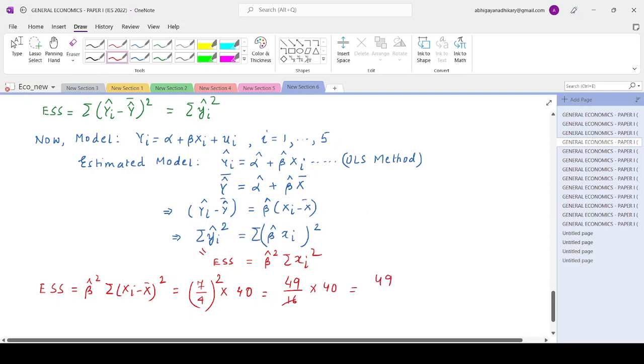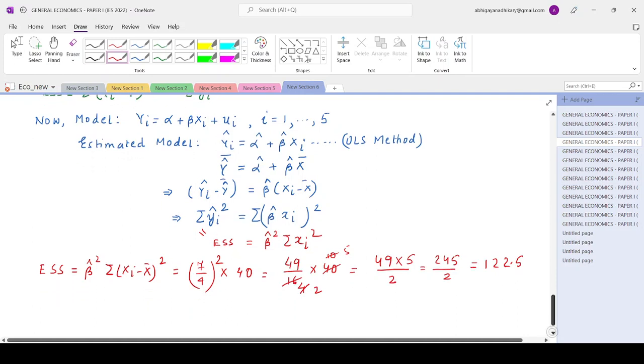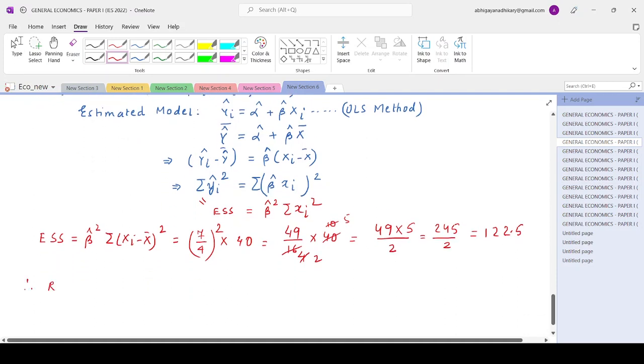So this will go 4, 4, 10, 5, 2. So 49 into 5 divided by 2. That is 245 divided by 2, which is 122.5. So this is my ESS. Therefore, what is my RSS? It is TSS minus ESS. So TSS has been given to be 124 and ESS is 122.5, which gives 1.5 straight away over here.